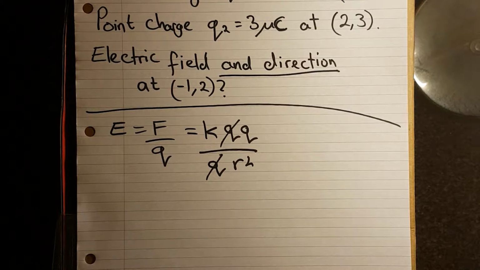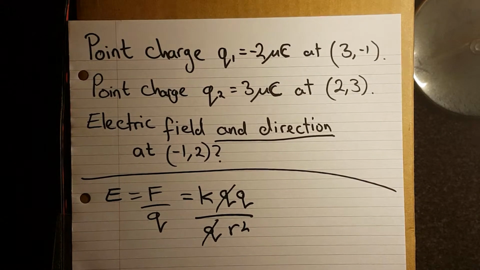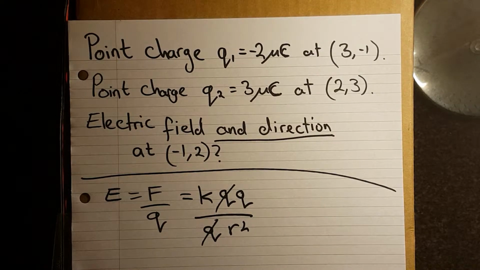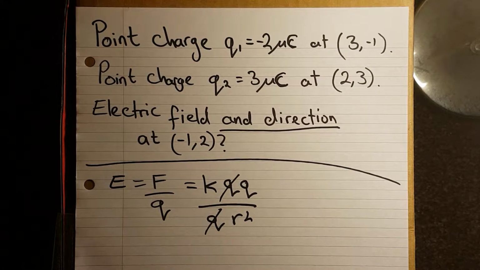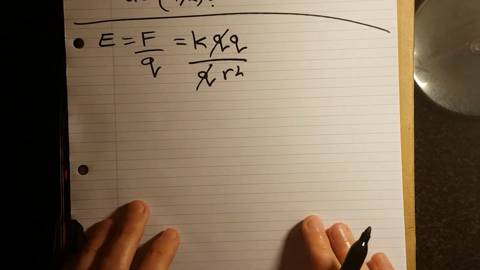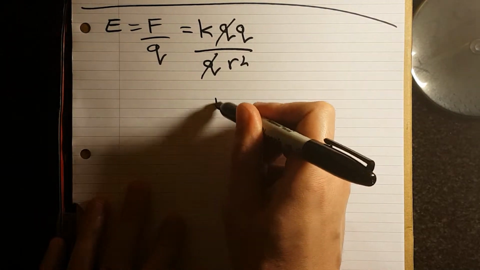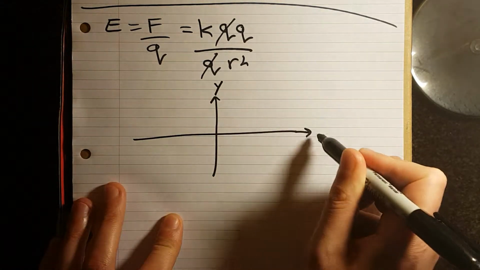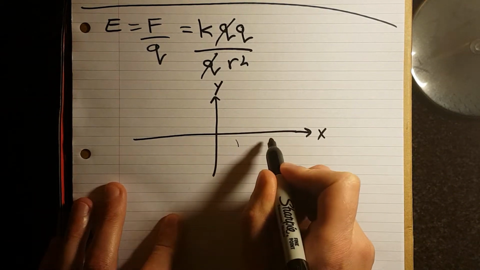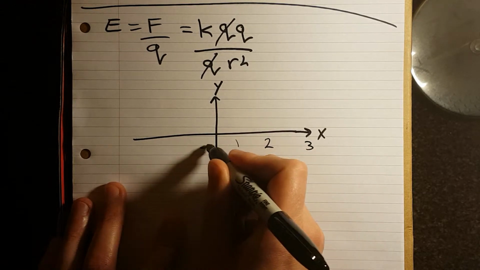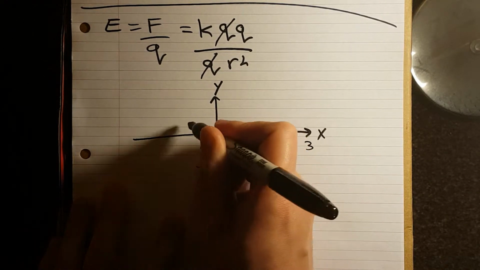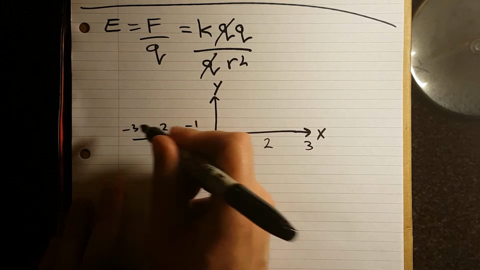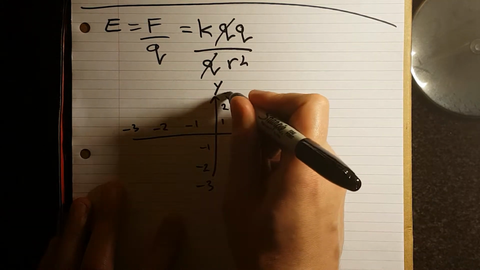Now, we've got a point charge at 3, 1, these are coordinates, another point charge at 2, 3, and it's asking what is the electric field and direction at -1, 2. So, to start off, I'm going to draw a graph in the X and Y direction. Here's Y, here's X. We've got 1, 2, 3, -1, -2, -3 on each axis.